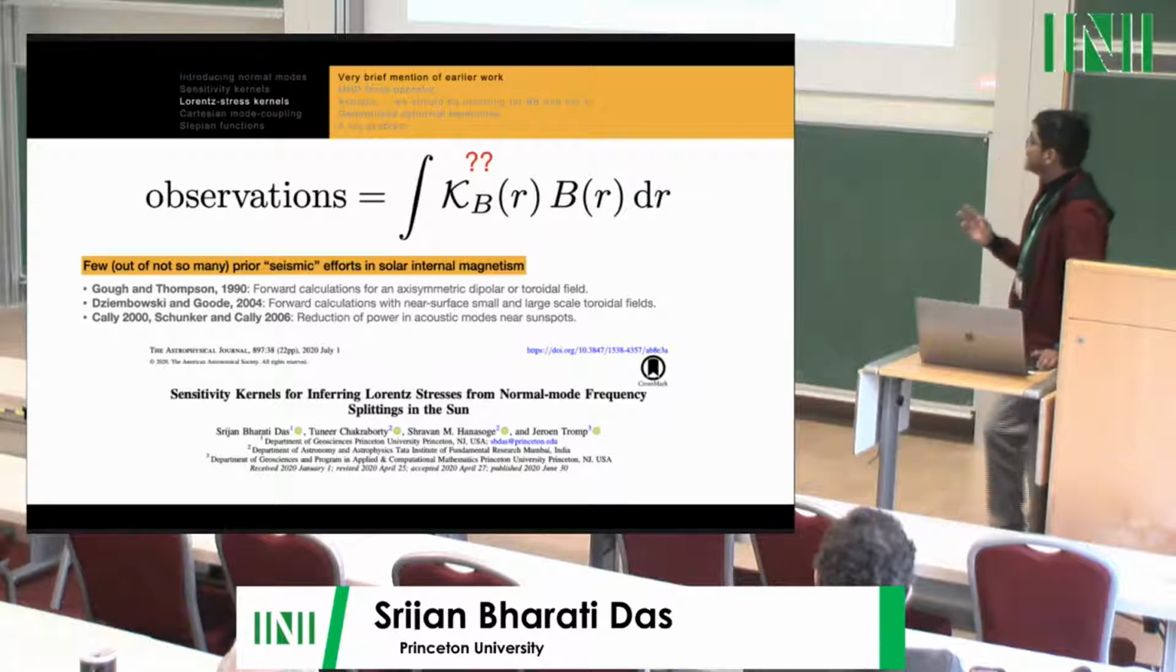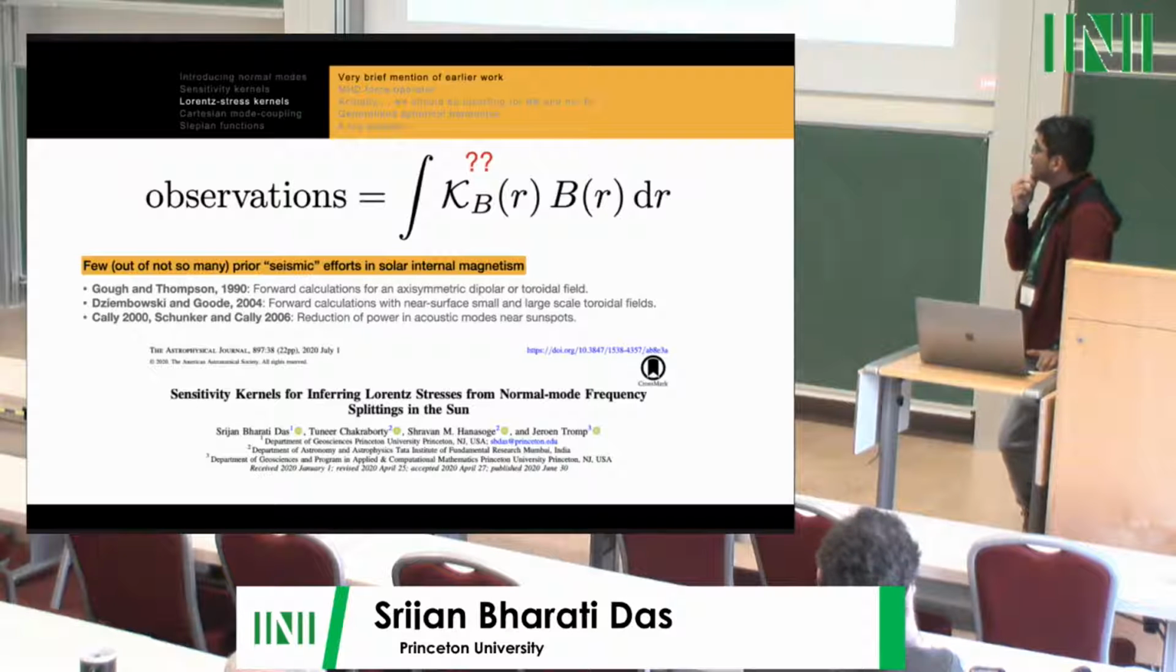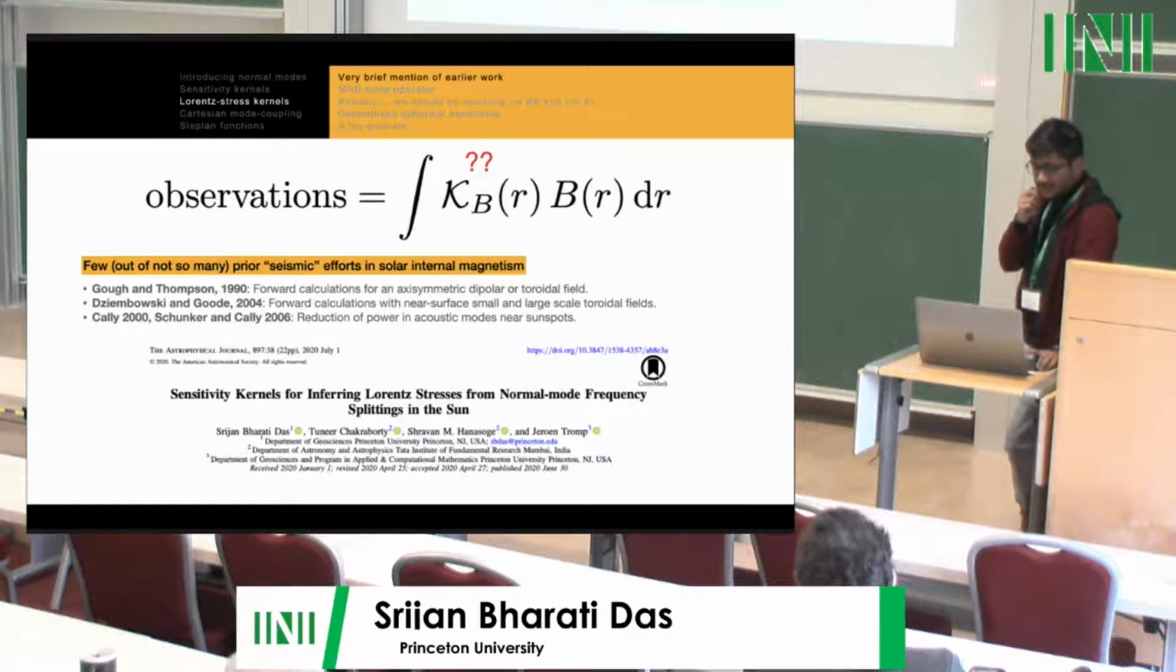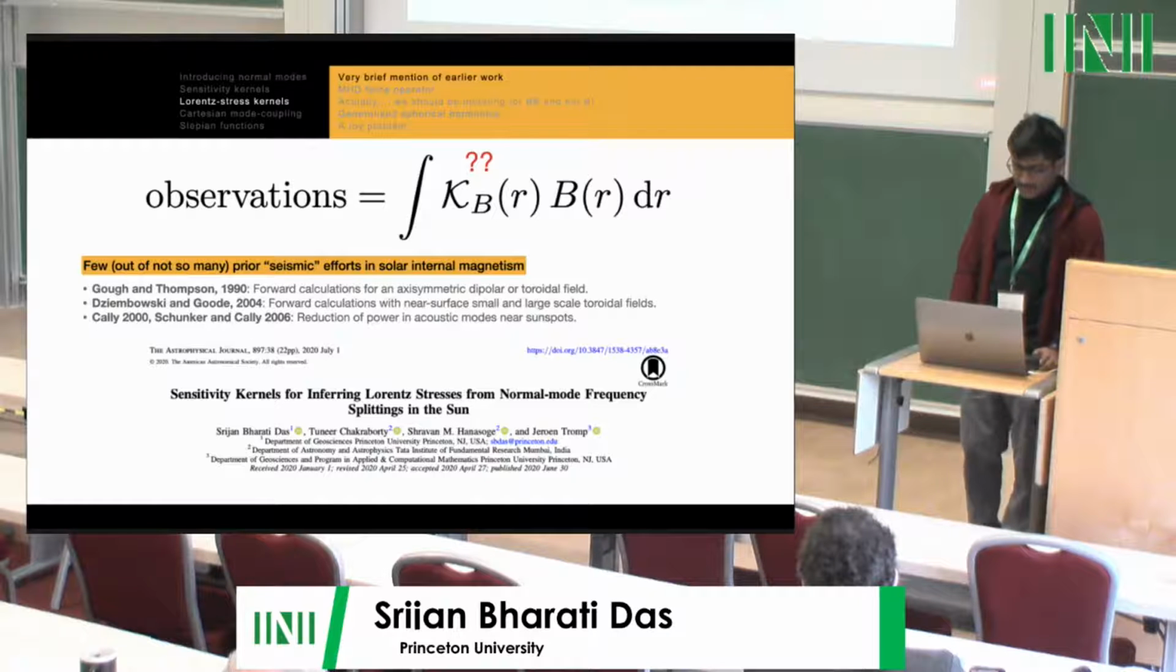But this is not to say that there haven't been studies along these lines. There have been dedicated efforts by Gustafsson, Zimbowski, and then a lot of studies by Callie and Hannah Schunker. But then in 2020, as the first paper in my PhD, we found the explicit analytical closed form expressions for these kernels. And we can use them for imaging a general 3D Lorentz stress tensor.